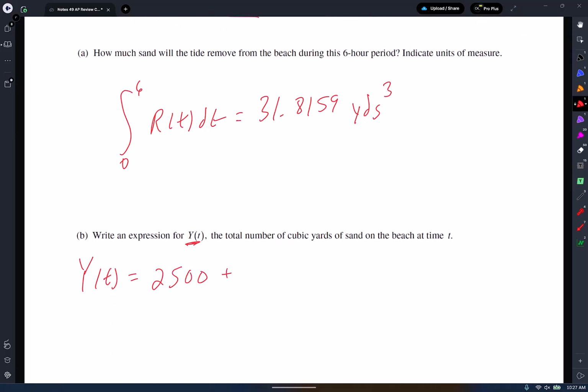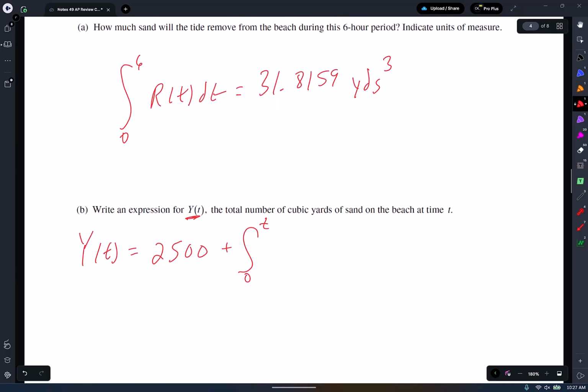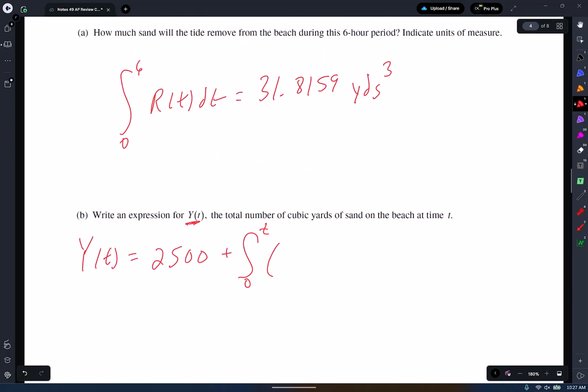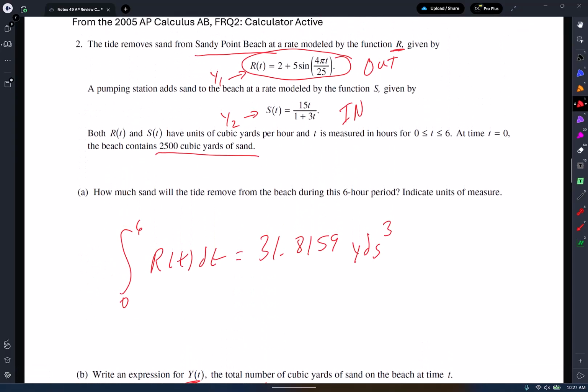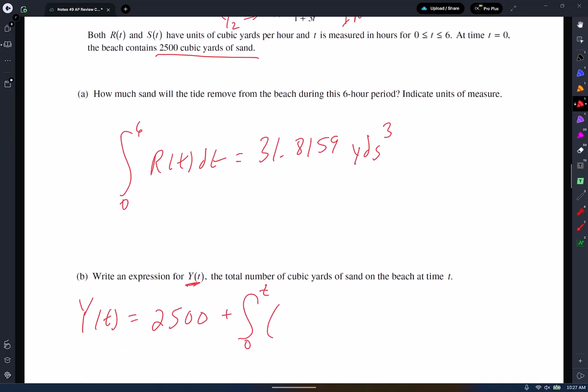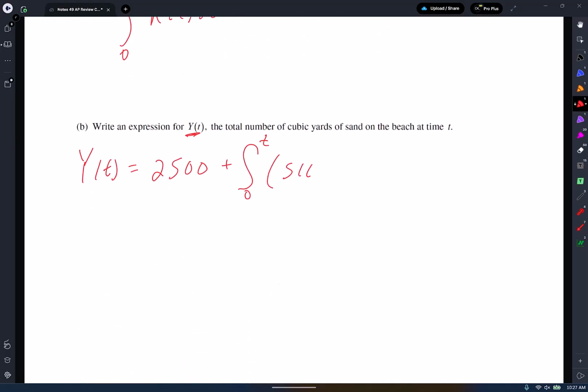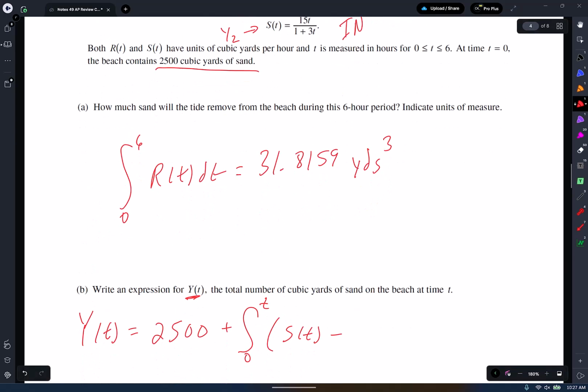Plus integral from 0 to t, parentheses. How much do I have going in? It's going to be S of t. You said S of t. Yeah, sorry, miss. S of t minus R of t. There you go. You got it.